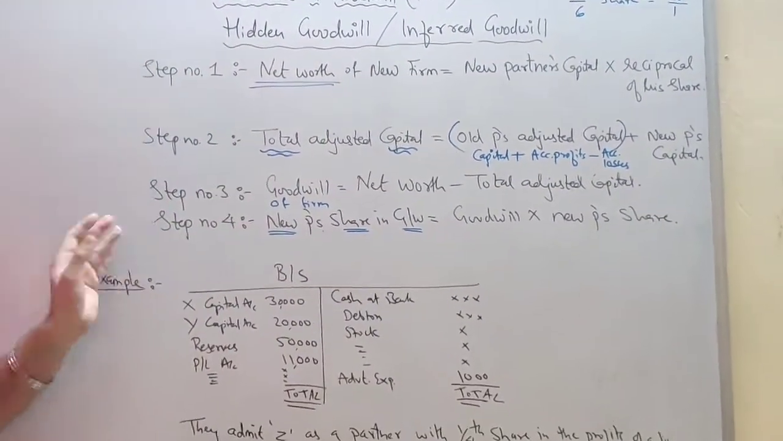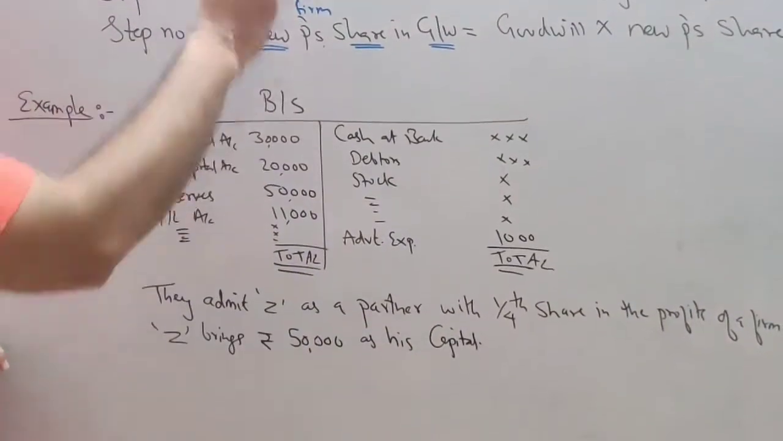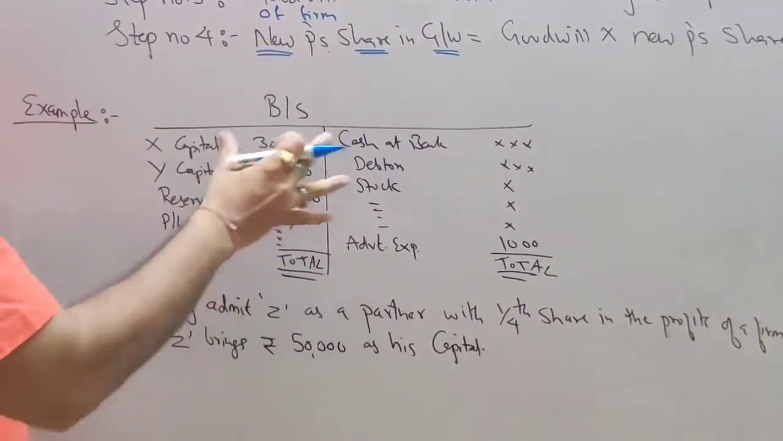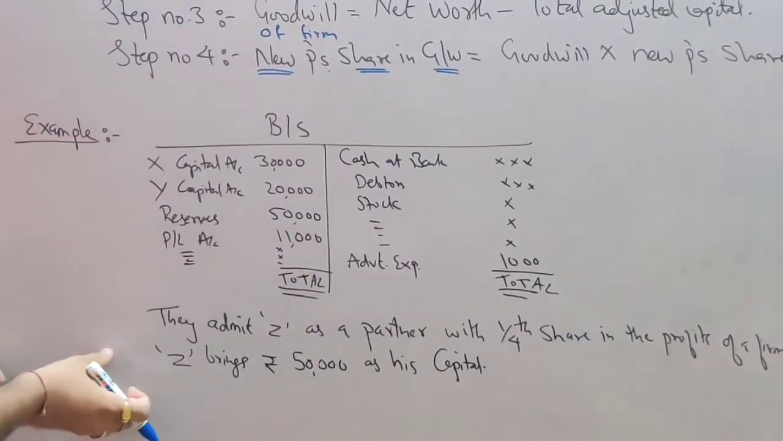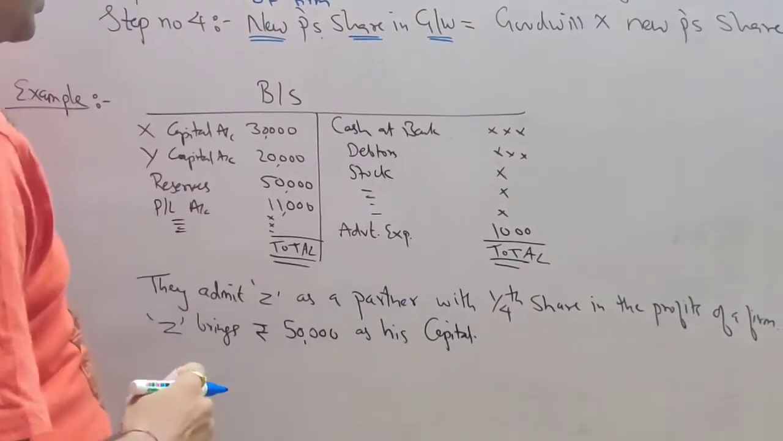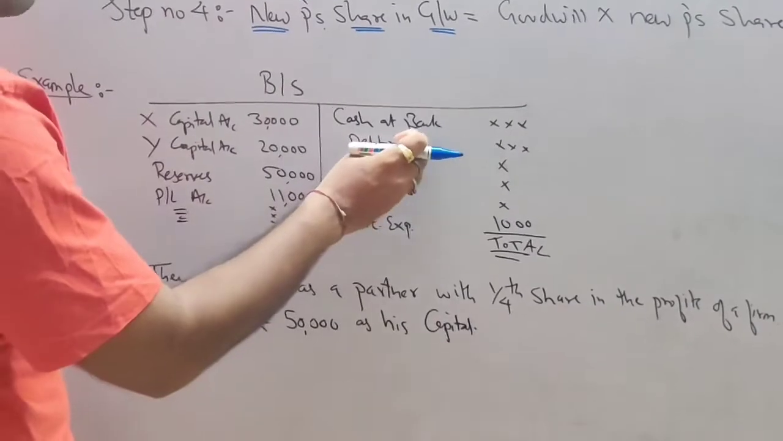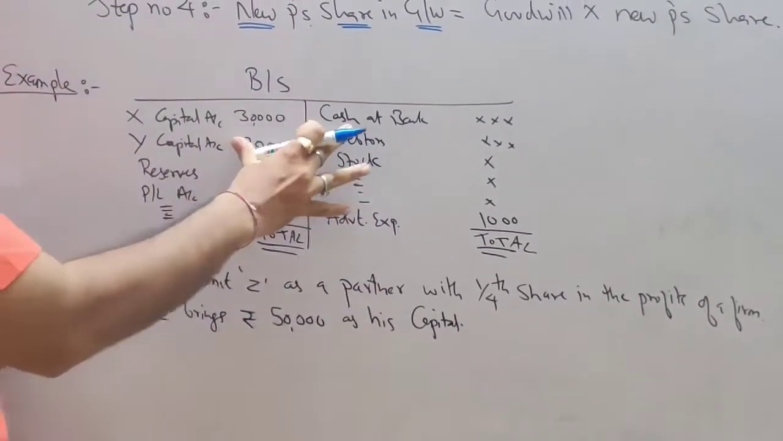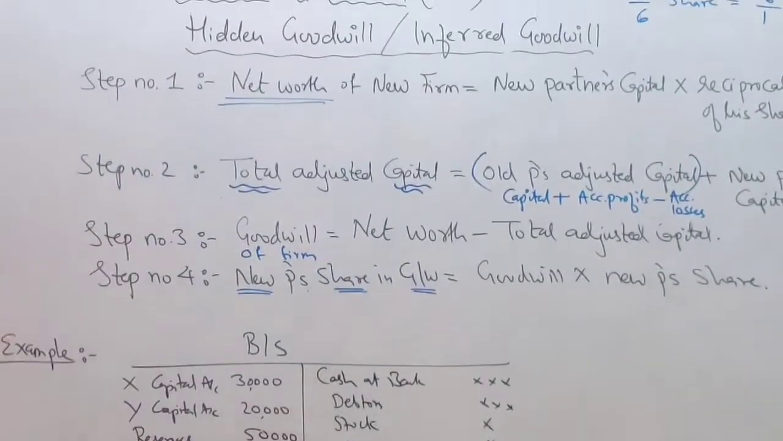Now after understanding all the steps, I have taken a small example to explain how to apply this in a question. This is a question which I have framed. A balance sheet is given, and below it 2 lines give details about the new partner, how much capital he is bringing. I have not written the complete balance sheet because I am not concerned with other assets, cash, debtors, stock, or whatever, since we are finding only goodwill.